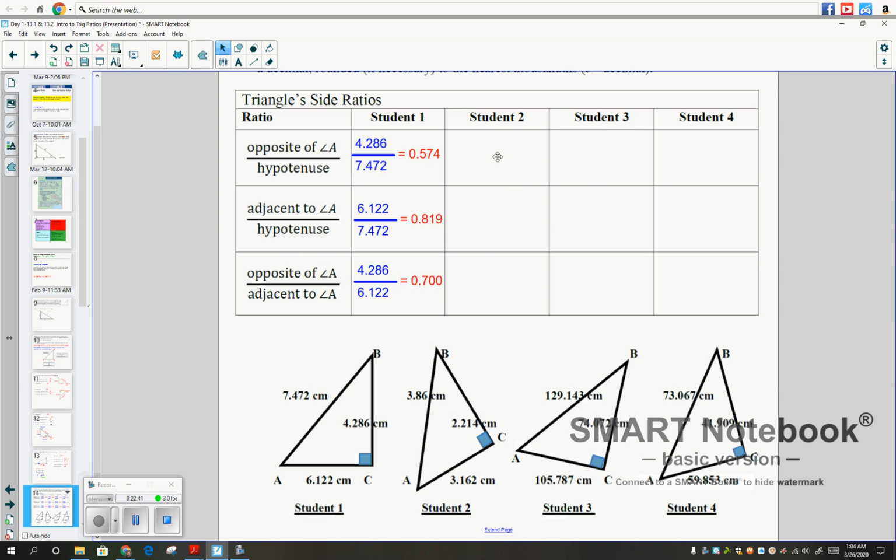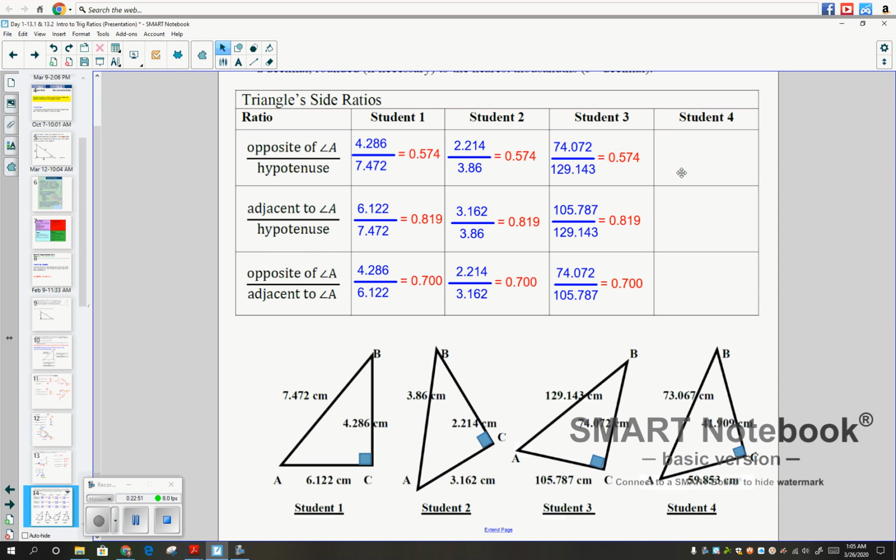I've already got these filled in for triangles 2, 3, and 4. I'm going to click them. If you want to go through and try these on your own, go ahead and do them. Fill them out. You can pause the video and then restart it. And that's what the ratios would look like. So you can pause the video right now and jot them all down.